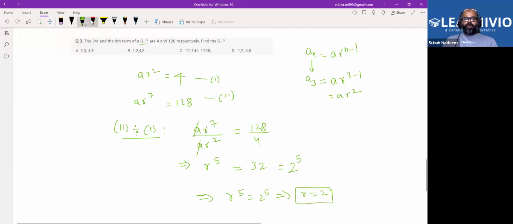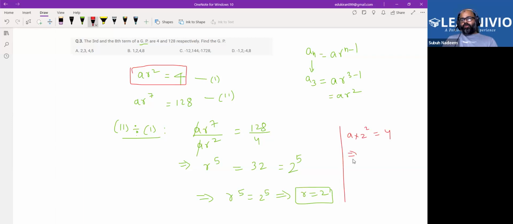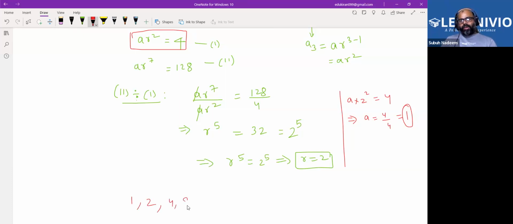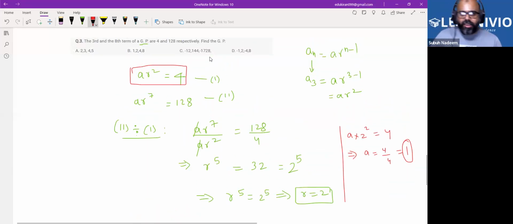Now after getting the common ratio equal to 2, we will use any one equation, suppose this one. So A into R square, that is 2 square, is equal to 4. So here A is equal to 4 by 4, which is 1. So A is 1. If you want to write the GP now, it will start from A, that is 1, AR is 2, AR square is 4, then 8, then 16, and so on. This will be the GP: 1, 2, 4, 8, 16. So if we see the options, option B will give you the correct answer.